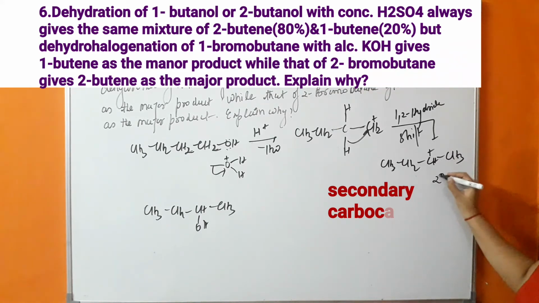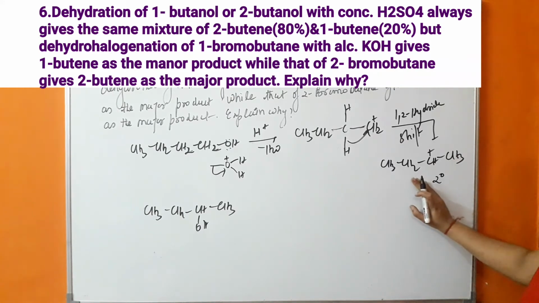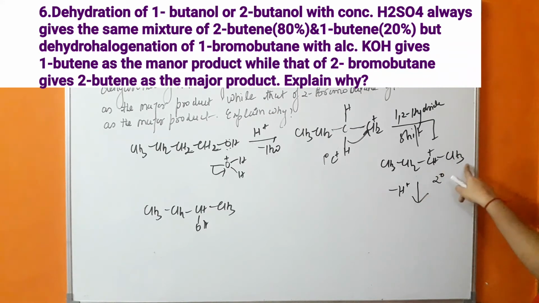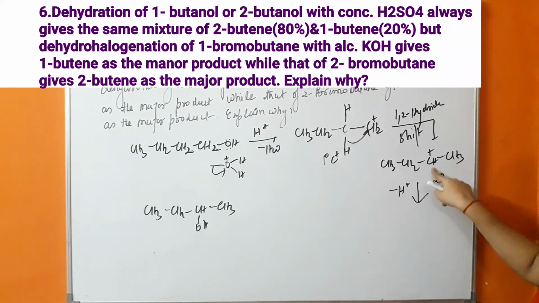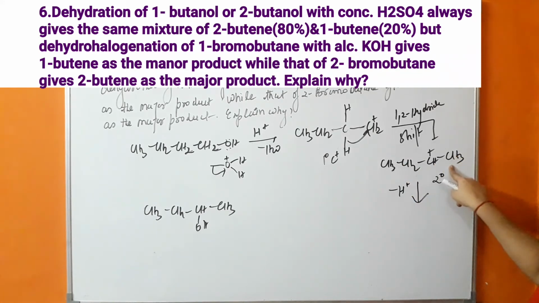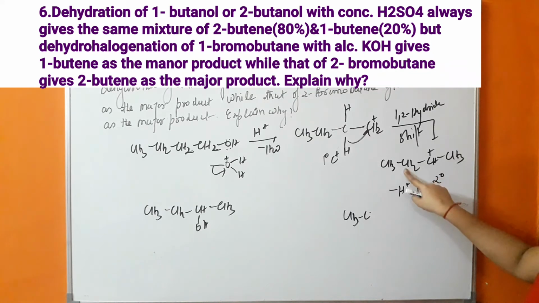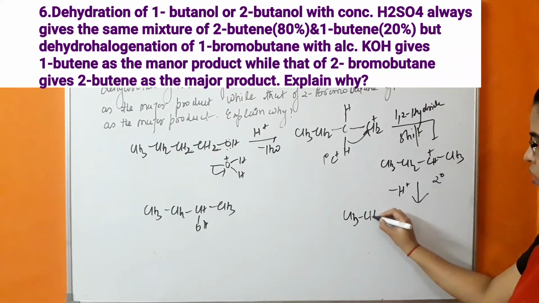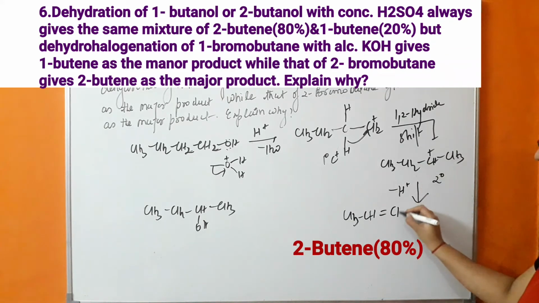Because of that the stability of this carbocation is more, due to which there will be formation of two products. In this case there will be removal of H plus, and this H plus can be removed from either of the carbons next to this carbocation. These are the beta carbons next to the carbocation. So the hydrogen can be removed from this carbon or from this carbon, and because of that two types of alkene will form. The hydrogen present on this carbon will be removed and donate its electrons to this position, so a double bond will form in this position.